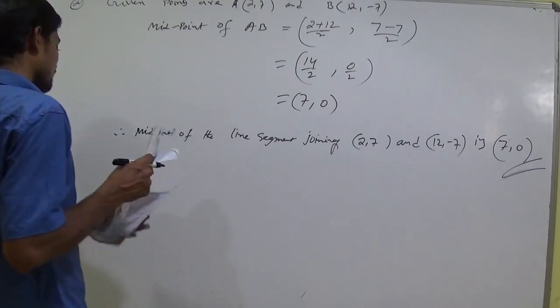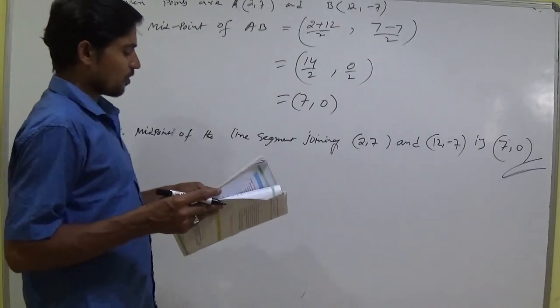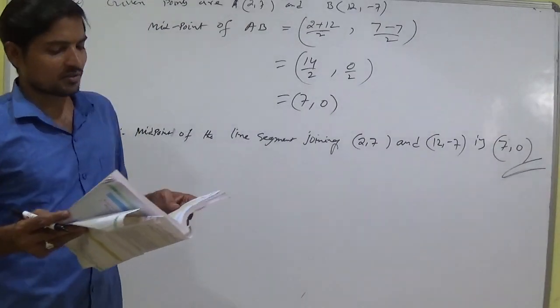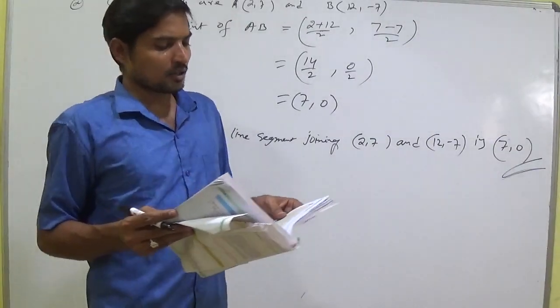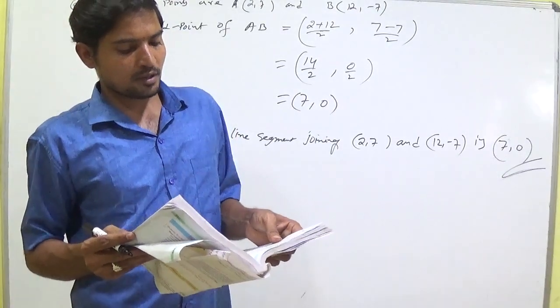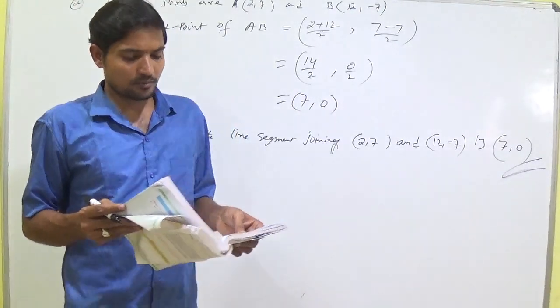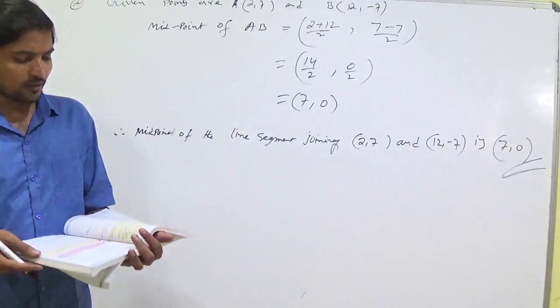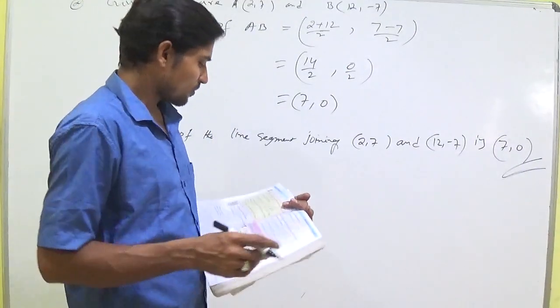And try this. Page number 172. A, B, C are the vertices of a triangle. The median from A meets BC at D. Find the coordinates of D. The first one I will explain, the remaining you complete.